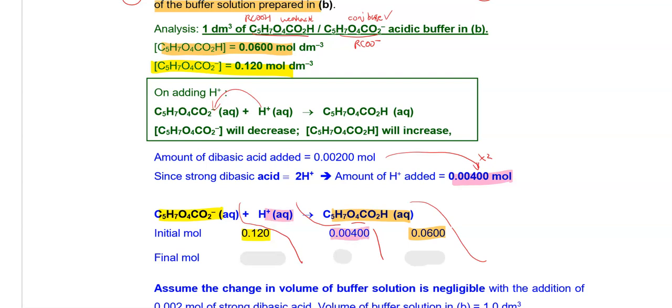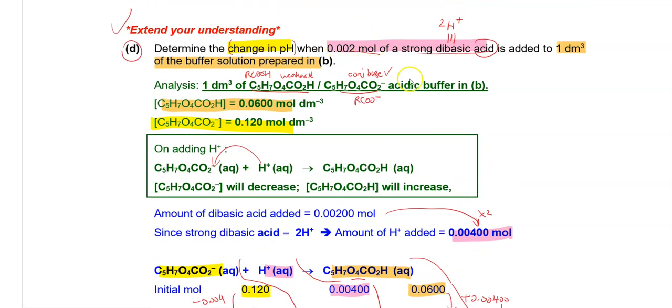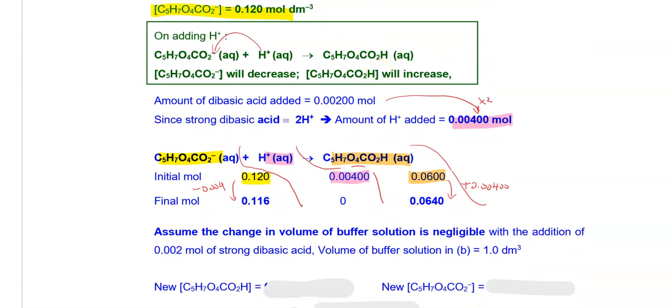So we need to remove the H+, so the conjugate base will decrease accordingly. You subtract 0.004. H+ is removed, and in this case your acid will increase because you form your acid in the process. Again, similarly, we did not give you any volume of the acid, so we assume there is negligible change in volume. So the volume is still 1 dm cubed.